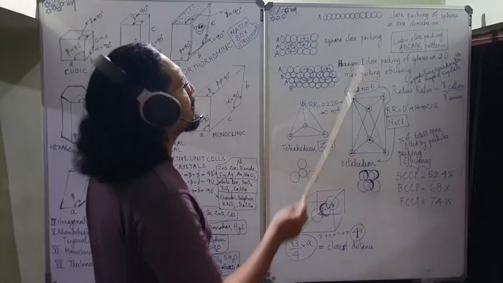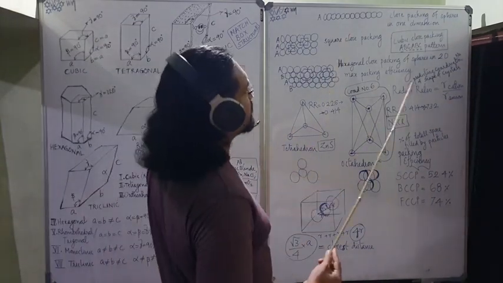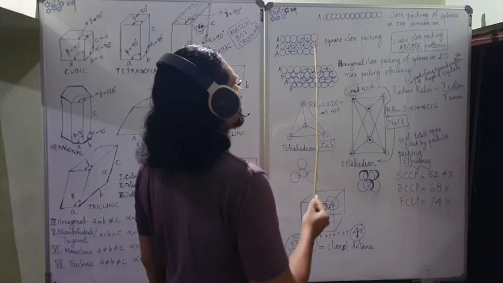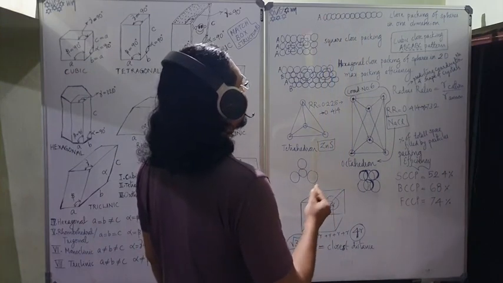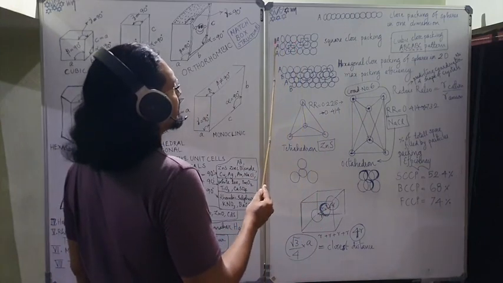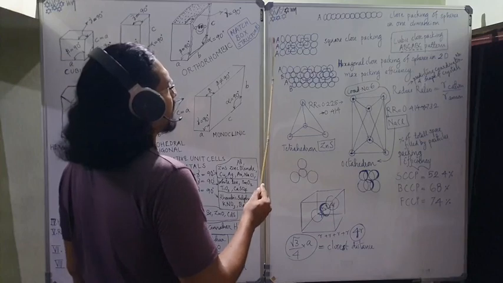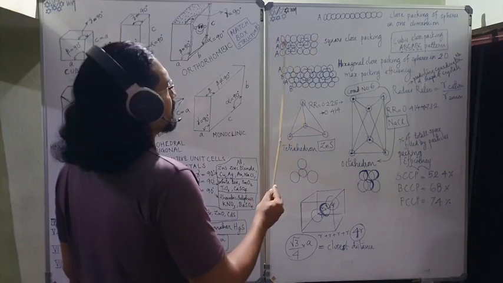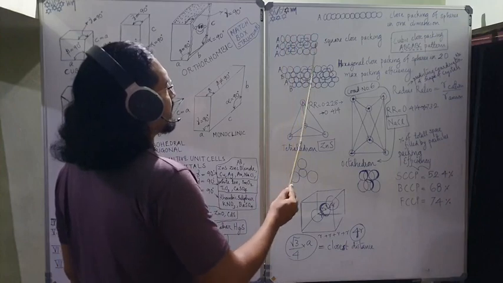Then comes close packing of spheres in one dimension. These are the spheres arranged in one dimension. Then comes the square close packing, which is in 2D. But look, the pattern is A type of the spheres. One sphere is this A, and again that, again that.